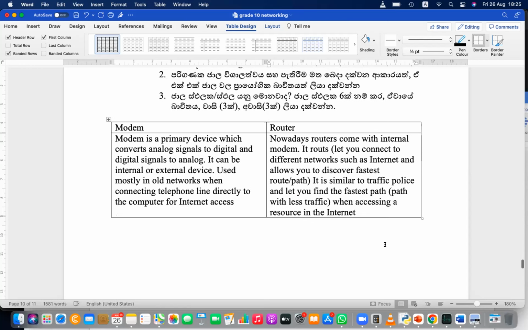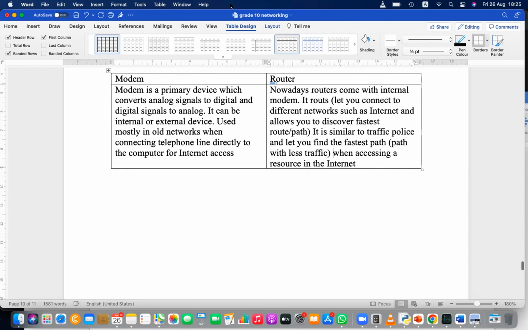So please write down this quickly about the modem and router. So these are questions, right? These are the questions which can come to your examination.